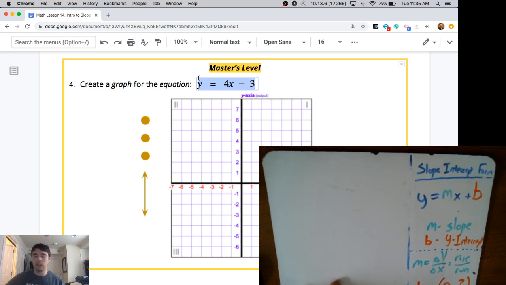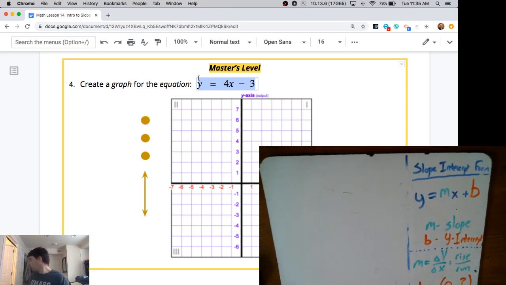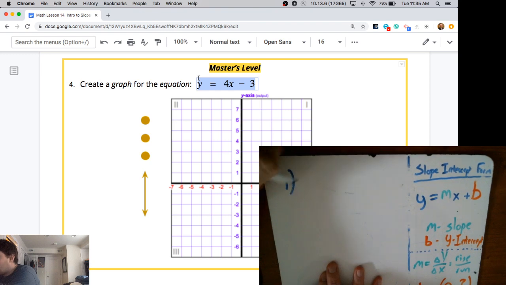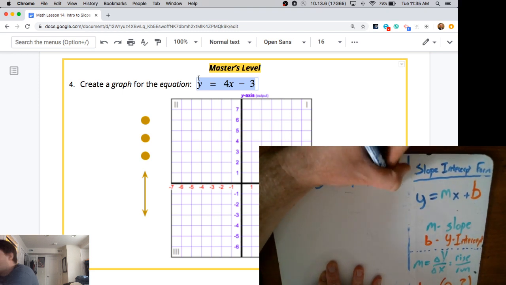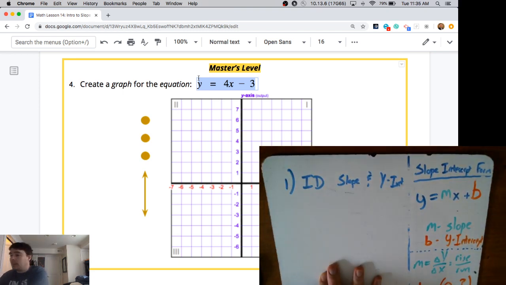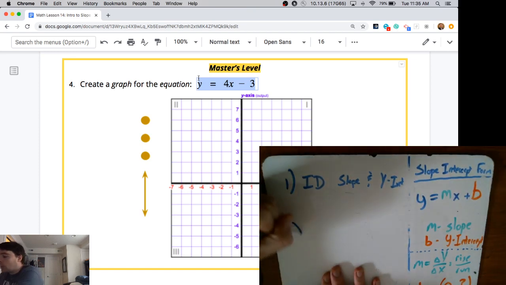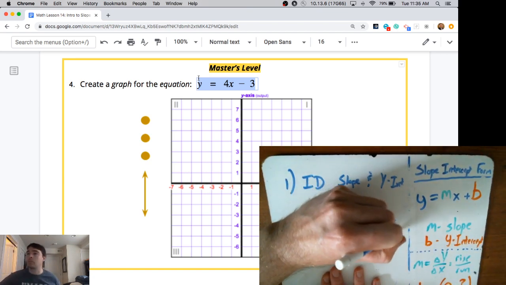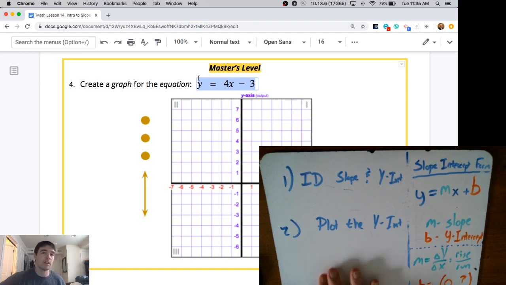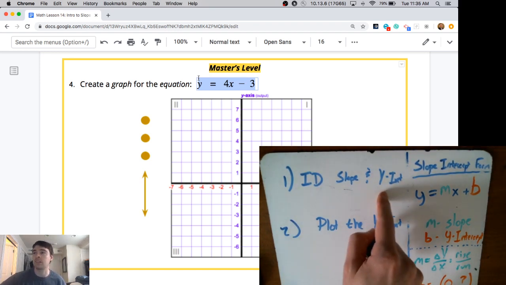Whenever I want to make a graph of a linear relationship, the big thing is I need to do a few things. Number one, identify the slope and the y-intercept. The second thing, once I know what the slope and the y-intercept are, I'm going to plot the y-intercept. That's going to be the first point for my graph always.